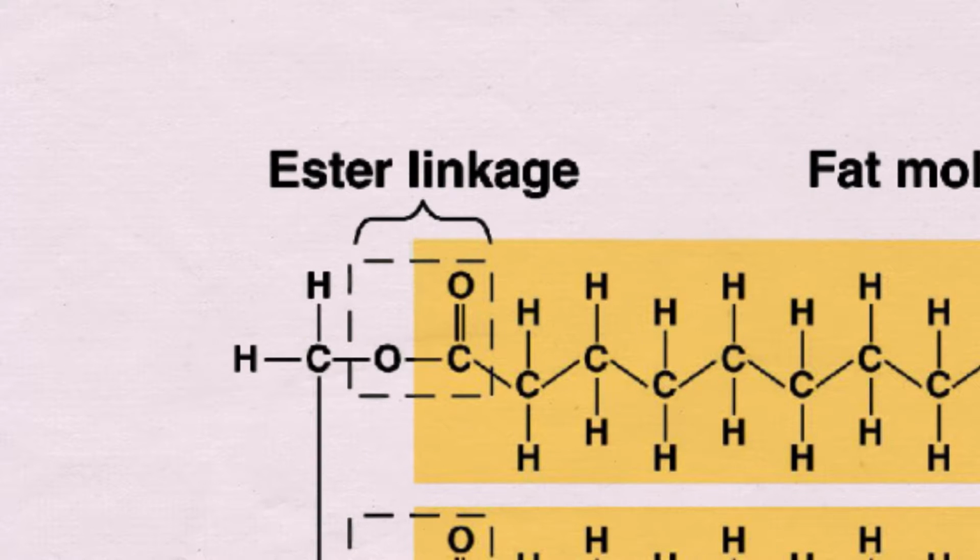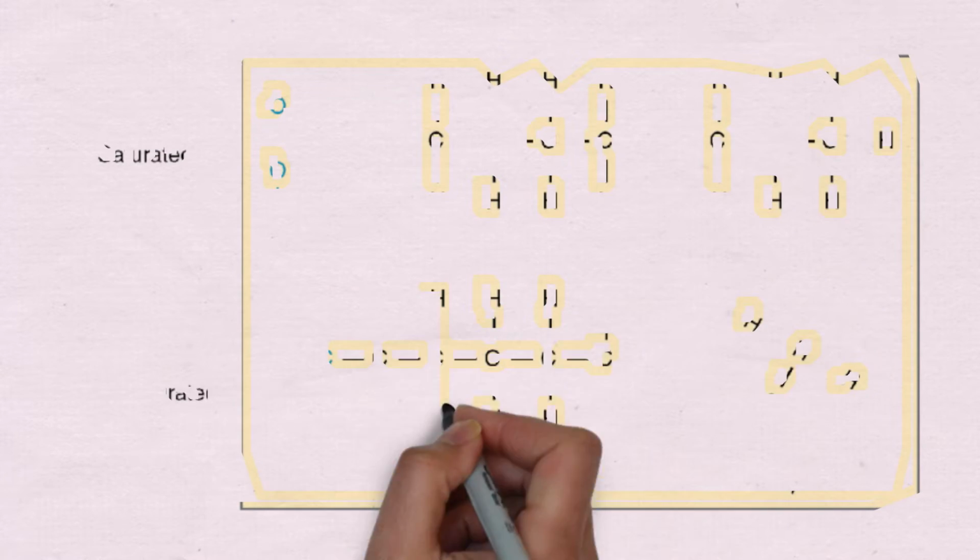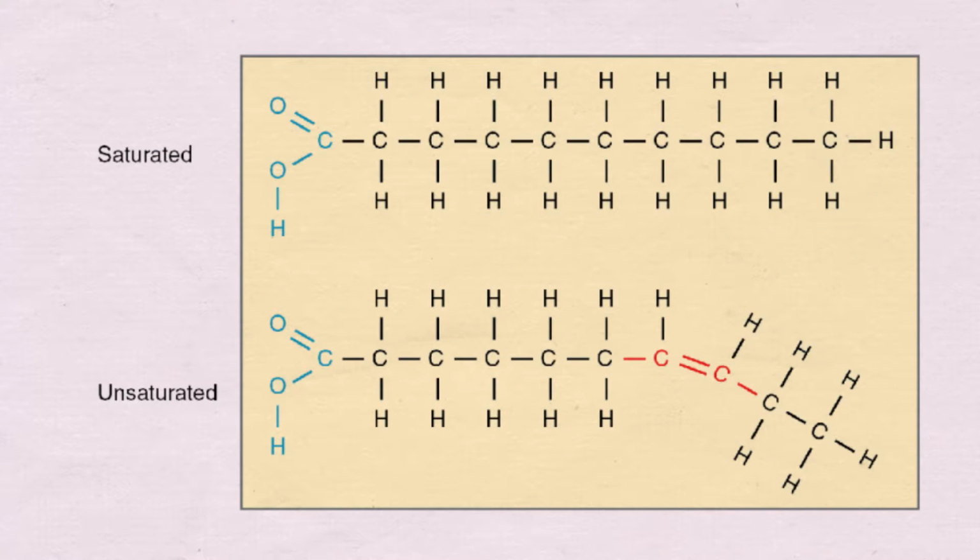Triglycerides are used as storage molecules. The fatty acids can be of two different types: saturated fatty acids and unsaturated fatty acids. Saturated fatty acids are those in which there are no double bonds between carbon atoms. Unsaturated fatty acids have at least one carbon-carbon double bond.